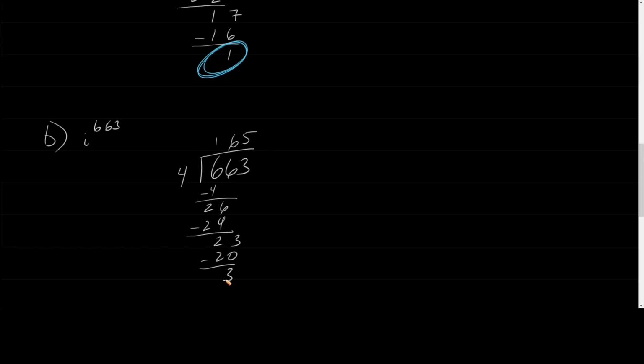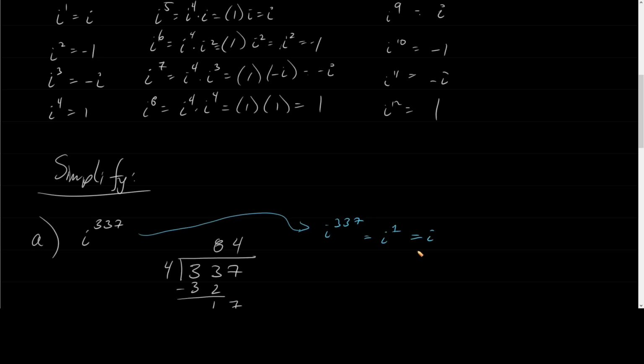Subtract. Remainder 3. And this is what we care about, because now what we have here tells us that i to the 663 is equal to just i to the third. And i to the third, we knew that to be just negative i, so that is our answer, negative i. All right, and again, that's from here.